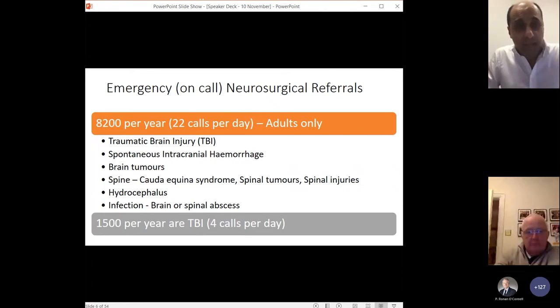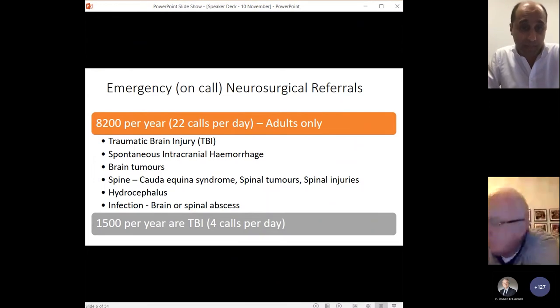The main categories are traumatic brain injury, spontaneous intracranial hemorrhage, like subarachnoid hemorrhage from aneurysms, or a hypertensive intracerebral hemorrhage, and brain tumors. We receive a lot of spinal calls as well, including cauda equina syndrome, spinal tumors, and some spinal injuries, including fractures, hydrocephalus, and then infection. So of those 8,200 calls per year, about 1,500 referrals per year are traumatic brain injuries, which equates to about 4 calls per day. Next slide, please.